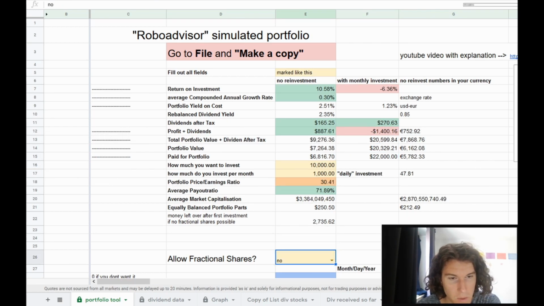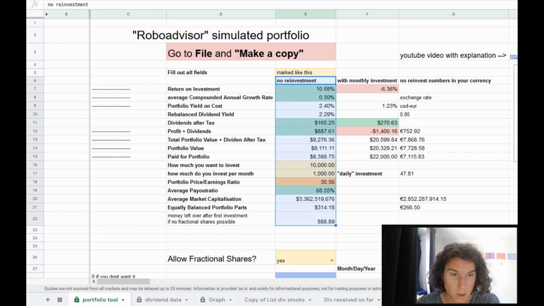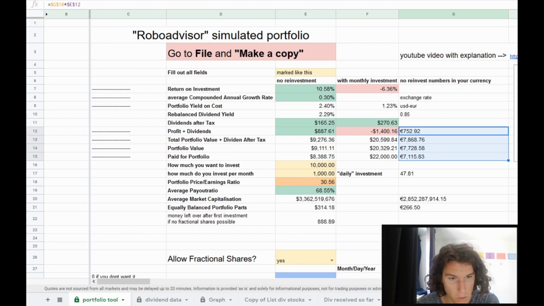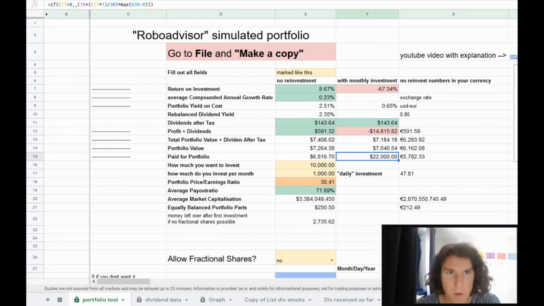If we go back to no, then we see what else changes. And I used the exchange rate of US dollar to euro again to see how my investment would fare with no reinvestment. And that's the euro value compared to the dollar. Everything else was pretty much the same.